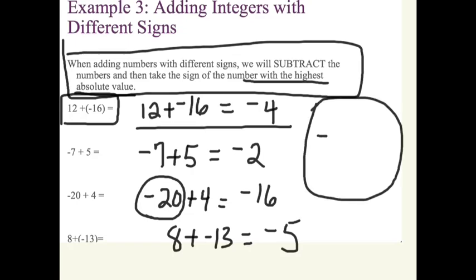Let me just do this for kicks and giggles, just so you see it's not always the same way. Let's say I had a negative 2 plus a 3. 3 is the number with the larger absolute value, therefore my answer is going to be positive, and I'm going to subtract, and my answer is 1. All right, I think you guys know this, but just in case you don't, use this as a guide.